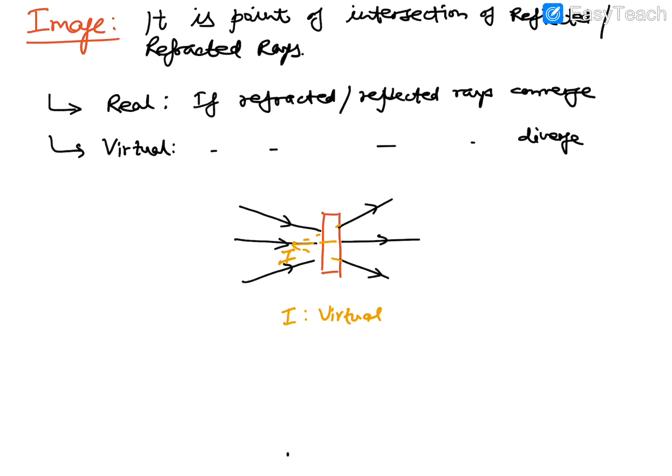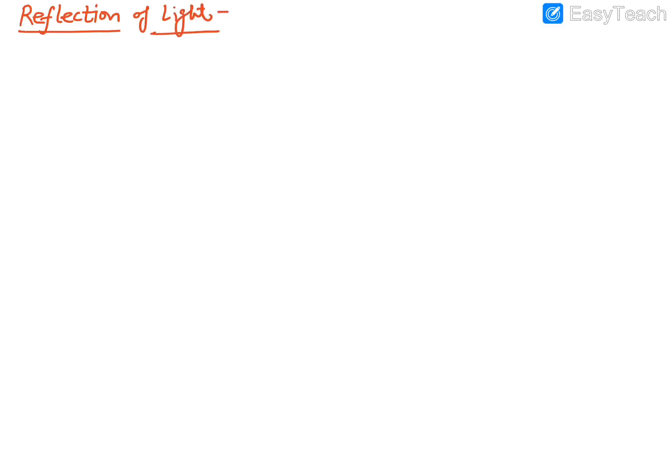This is a theoretical example that we can use for finding the location of the image as well as the location of the object, and we can claim which is real and which is virtual. Okay. Now in order to make an image, two types of phenomena are important. One is reflection of light, another is refraction of light. So first we will focus on reflection of light. How we decide the reflection of light and what it is, everything you are going to learn over here.